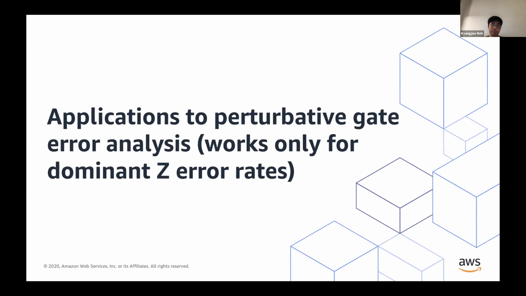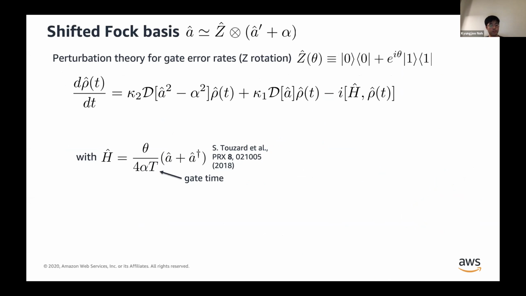So far I've been talking about the applications of the shifted Fock basis to the hardware design, and I'm now gonna move on to applications of the shifted Fock basis to simulate and understand various cat qubit gates. As the simplest example, I'm gonna start with this Z rotation, which was experimentally demonstrated by the Yale group, by Stephen and colleagues. To implement a Z rotation, we need to have this engineered dissipation, and inevitably we are gonna have some excitation loss. Then to really induce the desired logical operation, we should add this linear drive.